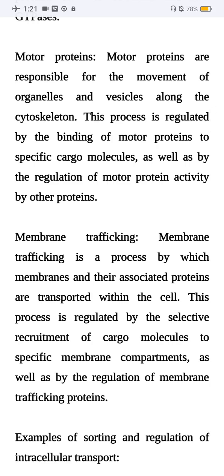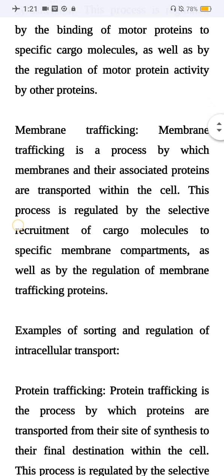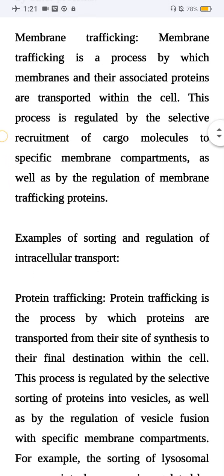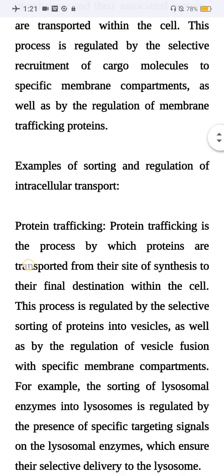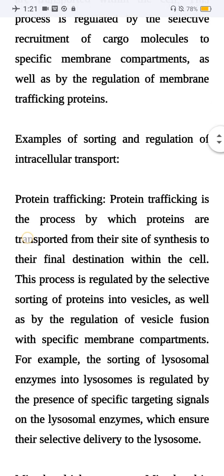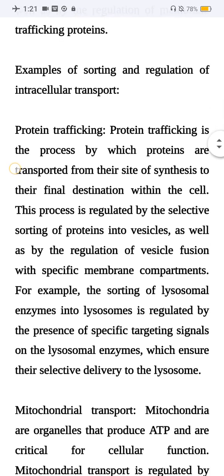Next, motor proteins. Motor proteins are responsible for the movement of organelles and vesicles along the cytoskeleton. This process is regulated by the binding of motor proteins to specific cargo molecules, as well as by regulation of motor protein activity by other proteins. Membrane trafficking. Membrane trafficking is a process by which membranes and their associated proteins are transported within the cell. This process is regulated by the selective recruitment of cargo molecules to specific membrane compartments, as well as by the regulation of membrane trafficking proteins.